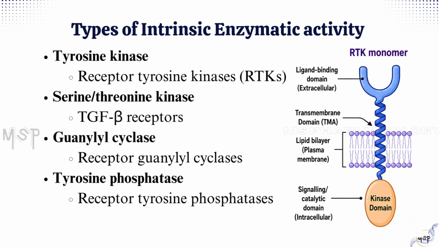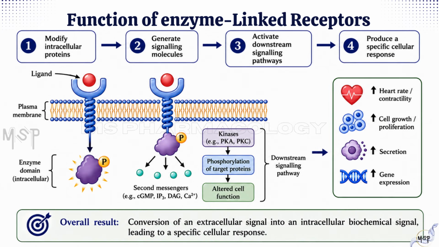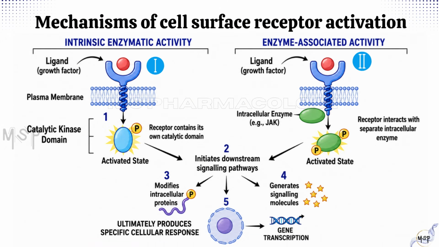Tyrosine kinase activity, as seen in receptor tyrosine kinases; serine-threonine kinase activity, as seen in receptors for TGF-beta and related ligands; guanylyl cyclase activity, as seen in receptor guanylyl cyclases; and tyrosine phosphatase activity, as seen in receptor tyrosine phosphatases. These enzymatic activities can modify intracellular proteins or generate signaling molecules, thereby initiating downstream signaling and ultimately producing a specific cellular response. The second possibility is that the receptor does not possess intrinsic enzymatic activity.